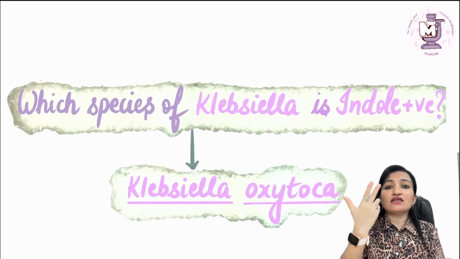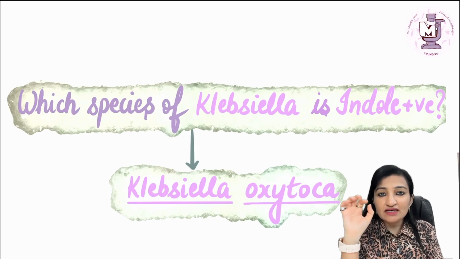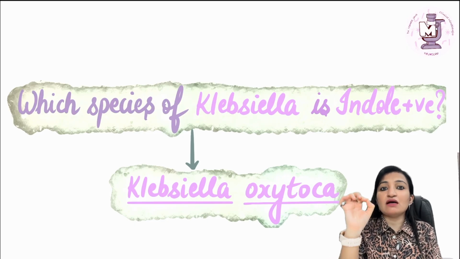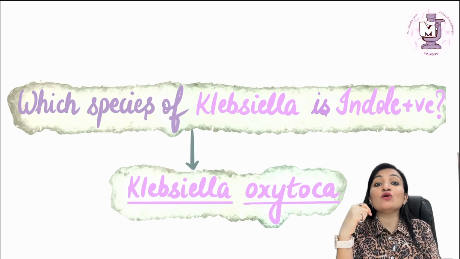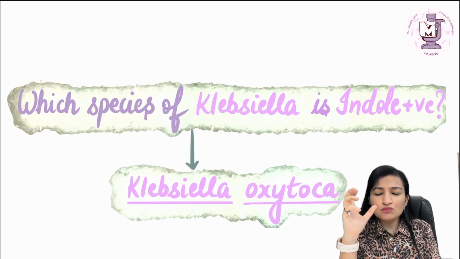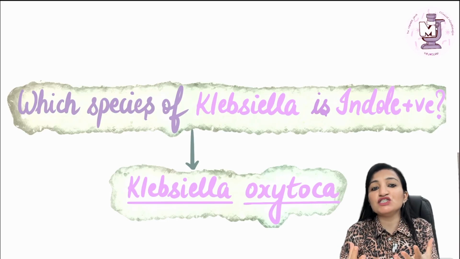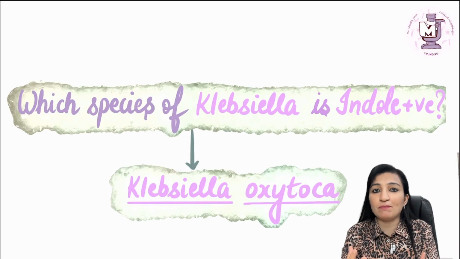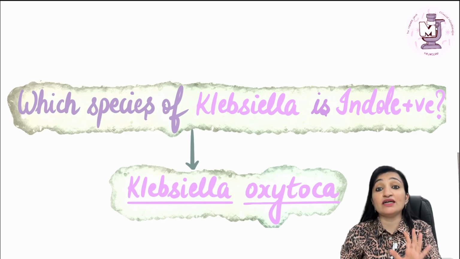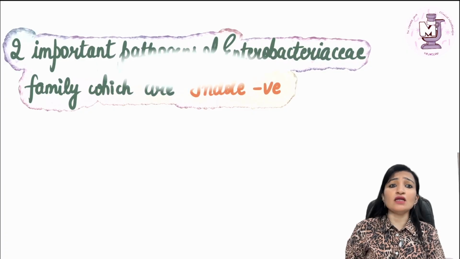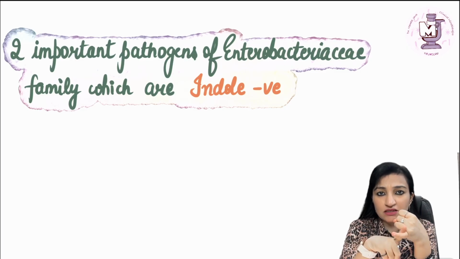Then likewise another important extra edge question is which species of Klebsiella is indole positive. I have already told you the indole negative one: Klebsiella pneumoniae, the most important example of an indole negative organism. Okay, now a species of the genus Klebsiella is Klebsiella oxytoca, which is indole positive. The name oxytoca, how does it sound? It sounds like a name with some toxicity, right? So remember this is a toxic species of Klebsiella which possesses the toxic weapon tryptophanase, due to which it will break down tryptophan into indole, ammonium and pyruvic acid, and therefore it is indole positive. Please remember this.